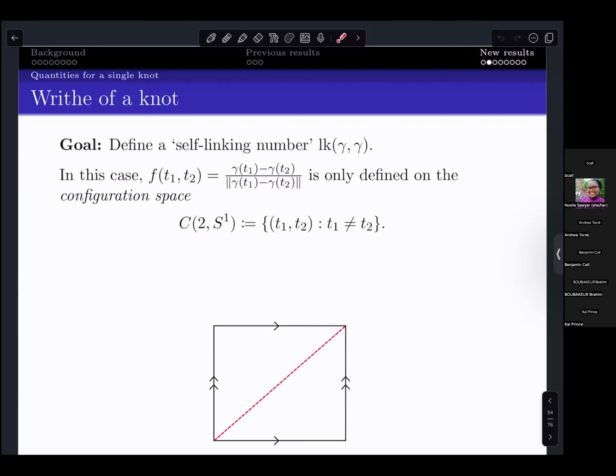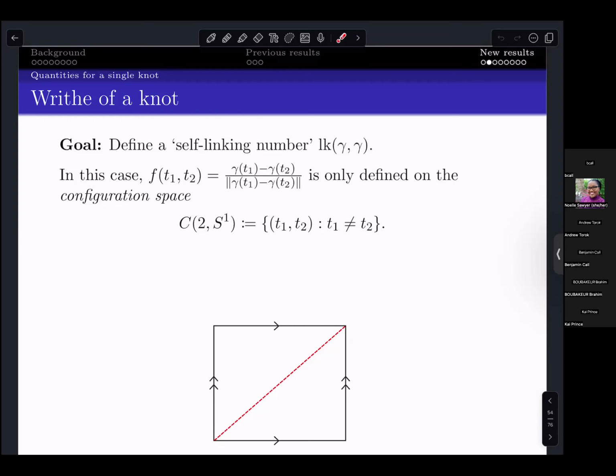But now we get a problem, which is that this function, now it doesn't have two different knots. When t1 equals t2, this is again not defined, right? So you have this problem coming up if you try and do it with one knot. So I'm only defined on the configuration space, which is C2 of S1, which has two points in S1 that are not equal. There's your picture of S1 cross S1 without the diagonal. There's your picture of this configuration space.